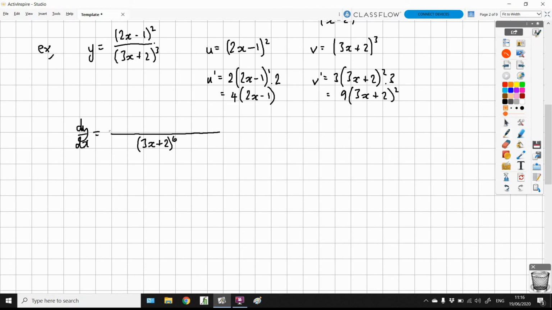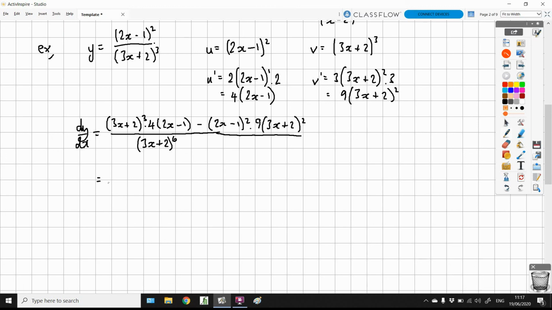The numerator, v times u dash, again let me get it right, u dash minus u v dash. It makes for a very long numerator, but there we go.